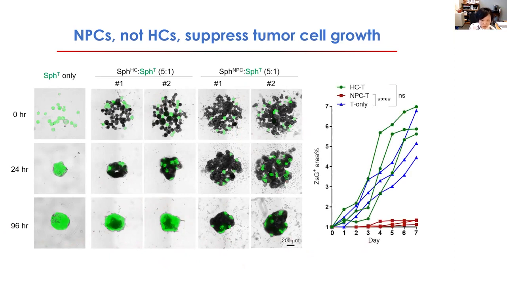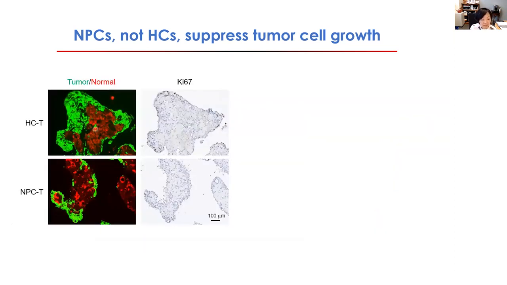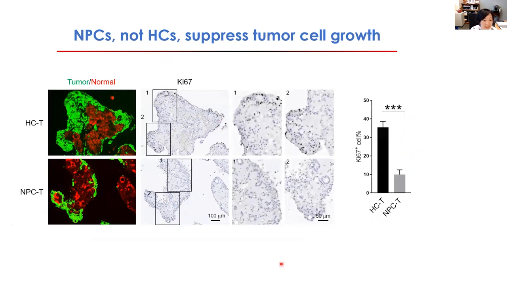Of course, the GFP area alone is not tumor proliferation, because this is 3D culture and we are basically just taking 2D images. So what we did was take out these co-spheroids, embed them, section them, and stain for a cell proliferation marker, again Ki67. You can see that indeed these green tumor cells co-cultured with hepatocytes are definitely more proliferative than those co-cultured with NPCs. This is the quantification here. So overall, what we concluded from here is that NPCs, not hepatocytes, are able to suppress tumor cell growth.